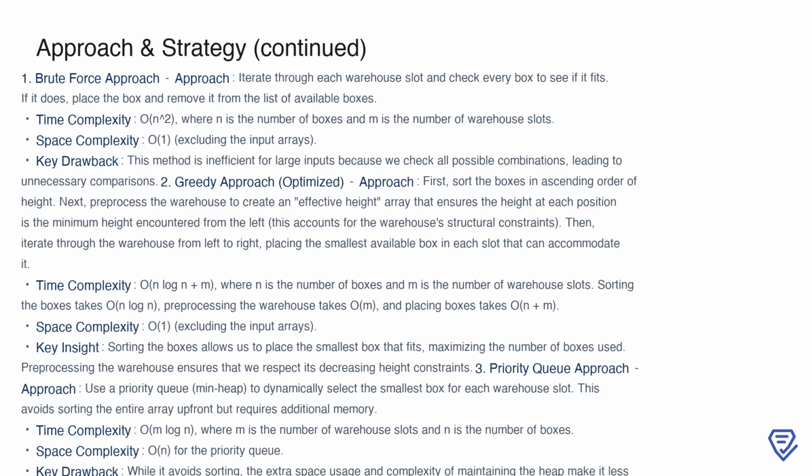Another approach is an optimized greedy strategy. Here, we start by sorting the boxes in ascending order of height, which allows us to focus on placing the smallest boxes first. We also preprocess the warehouse to create an effective height array, ensuring that each slot accounts for the minimum height constraint as we move from left to right. This preprocessing step eliminates the need for repeated height checks later. With this setup, we place the smallest available box in the first slot that can accommodate it. This method is significantly more efficient, with a time complexity of O(n log n + m).